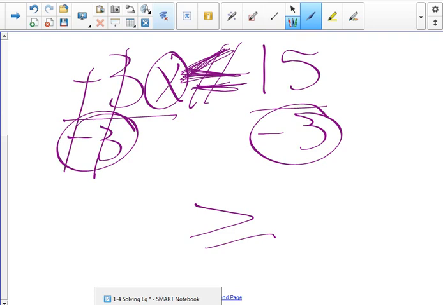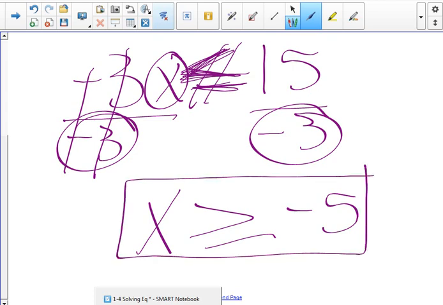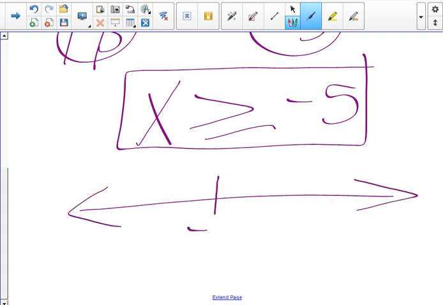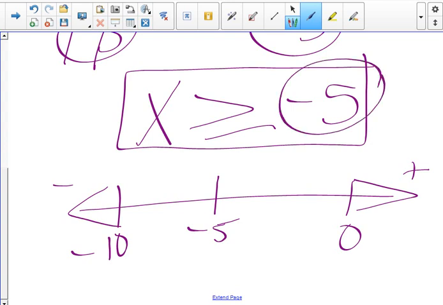Okay, now solve it. So we're left with x, and negative 3 goes into 15, negative 5 times. So your answer becomes x is greater than or equal to negative 5. So on a number line, it looks like this. Here's my negative 5. Negative 10 would be down here, and 0 would be out here. So this is my positives. These are my negatives, right? And my boundary point is negative 5.